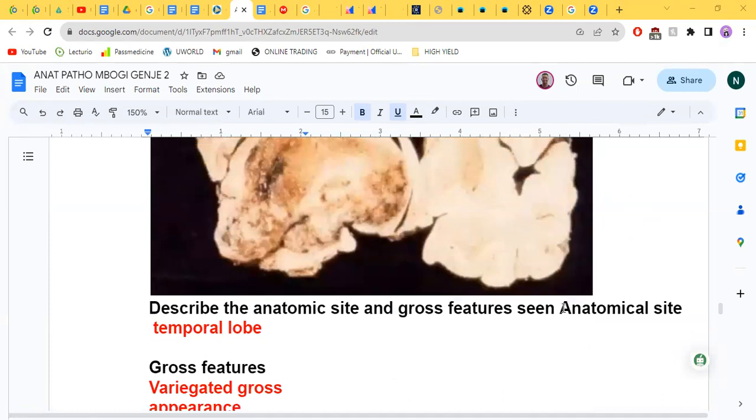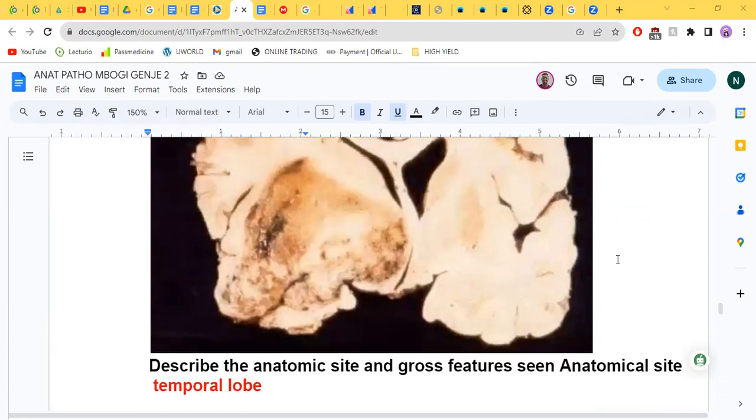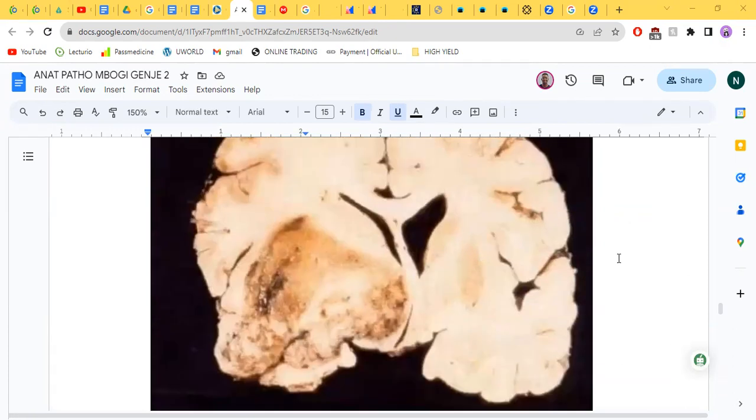So, describe the anatomical site of the features. We can see this is on the temporal lobe of the brain. It has affected mostly the temporal lobe. Maybe you can show that.